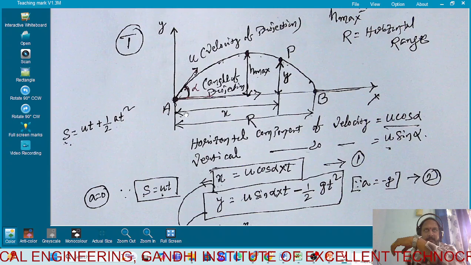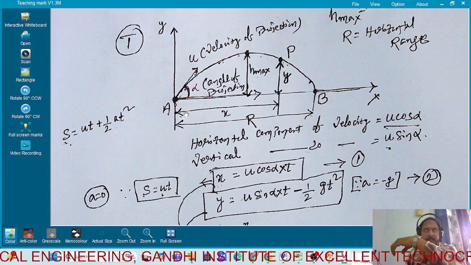Clear? So the next parameter, H max, you have found out. The next parameter is time of flight. How is time of flight designated? Capital T. Okay, what is time of flight? It is the time taken by the projectile from point A to point B. So it is a total time. Yes, it is a total time.